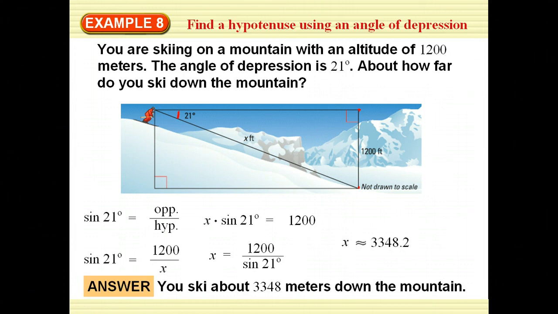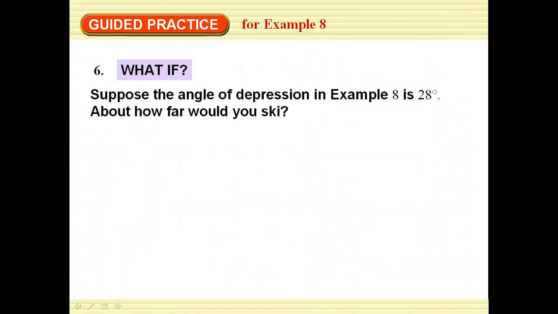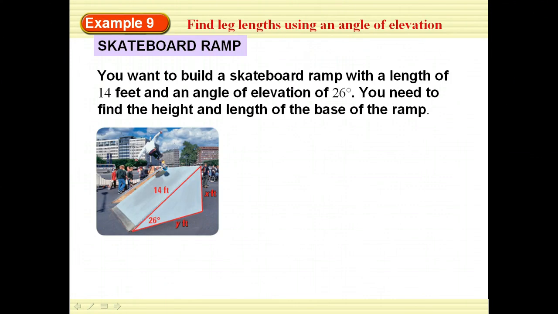So you ski about 3,348 meters. What if? Suppose the angle of depression is 28, about how far will you ski? So you're going to use that same equation, but this time you're going to punch in for 28 degrees. Sine of 28 degrees, and it comes out to be about 2556.